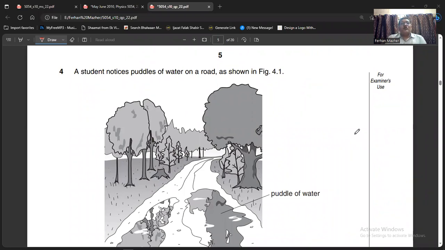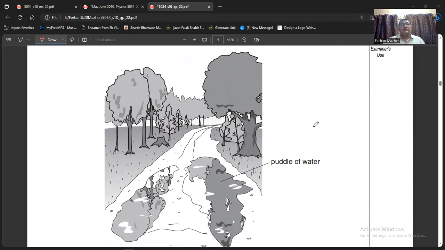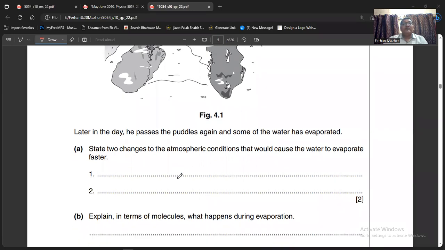Question number 4. A student notices puddles of water on a road as shown in figure 4.1. So these are the puddles of water on the road. Later in the day he passes the puddles again and some of the water has evaporated. State two changes to the atmospheric conditions that could cause the water to evaporate faster.